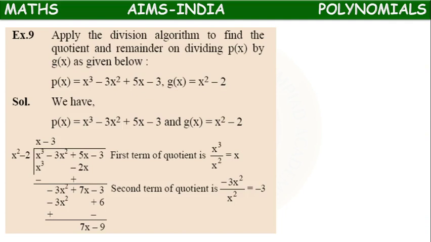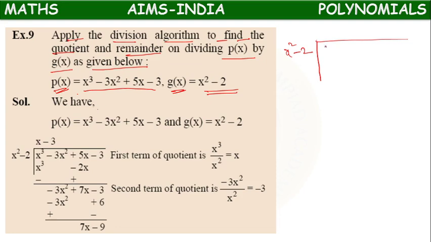Next example. Apply the division algorithm to find the quotient and remainder on dividing p of x by g of x as given below. Here they have given p of x and the value of g of x. Now we have to divide p of x with g of x. So let's divide. What is g of x? x square minus 2. This is the divisor.